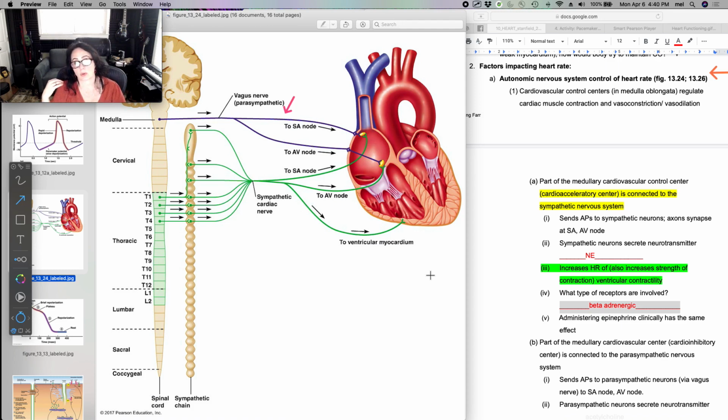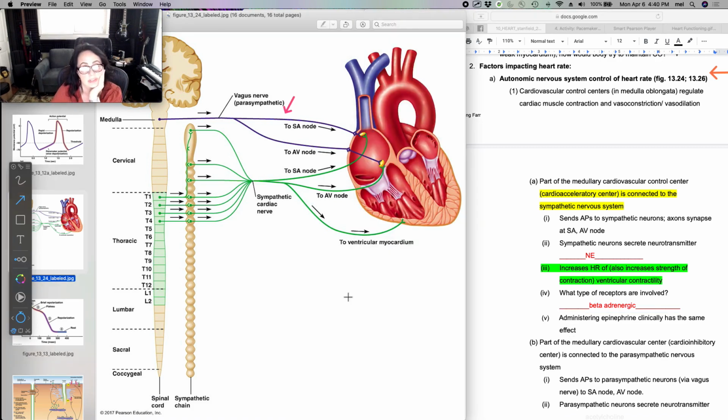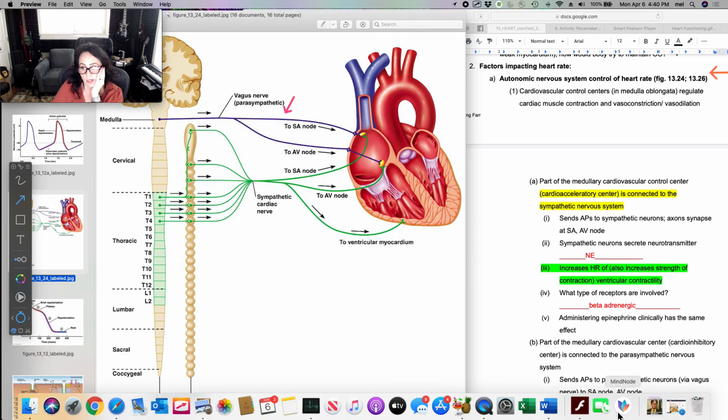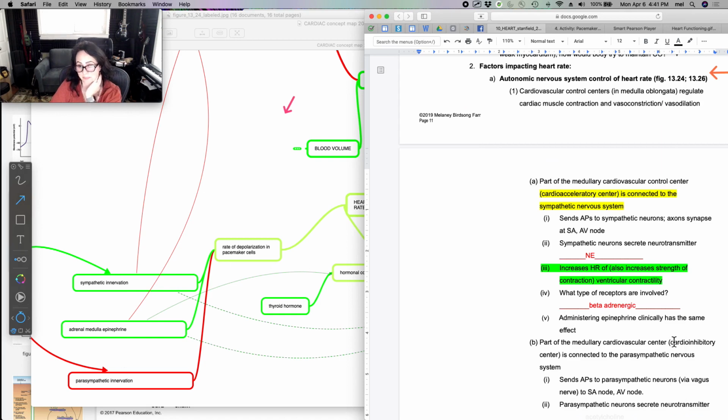Now, what is going to happen is this will increase heart rate. This will increase strength of contraction. And again, administering epi in a clinical situation will do the same thing. So administering epi in a clinical situation tends to have a pretty massive effect on cardiac output because it hits stroke volume here and it hits heart rate here. So adrenal medulla epinephrine or administered epinephrine.